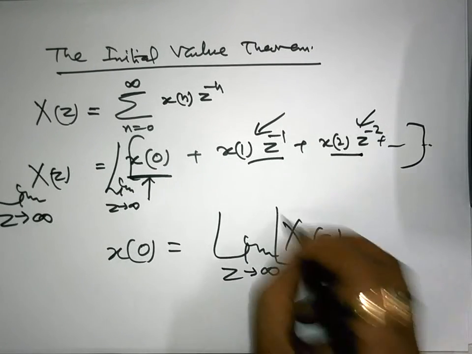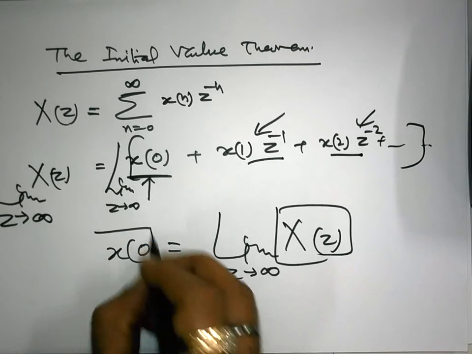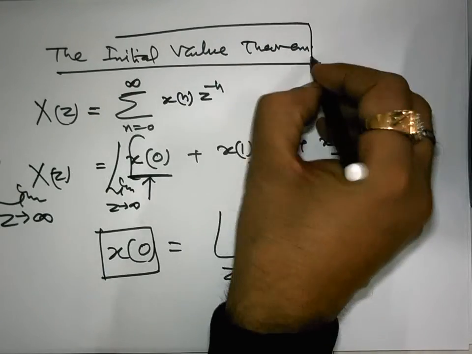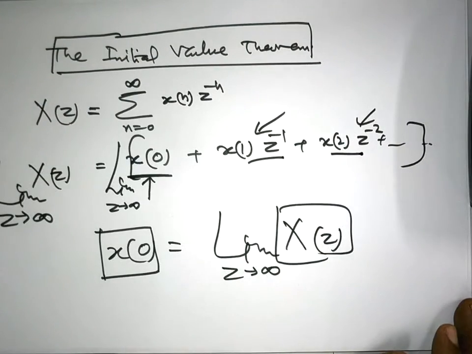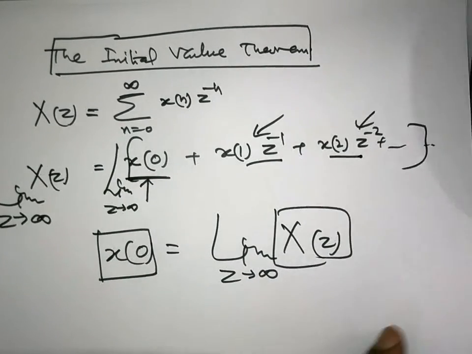So if the z transform of a signal is known to us, we can very easily find the very first value of the signal, and this is called the initial value theorem. How we can evaluate the initial value of the signal. So with the help of this initial value theorem, we can evaluate this.